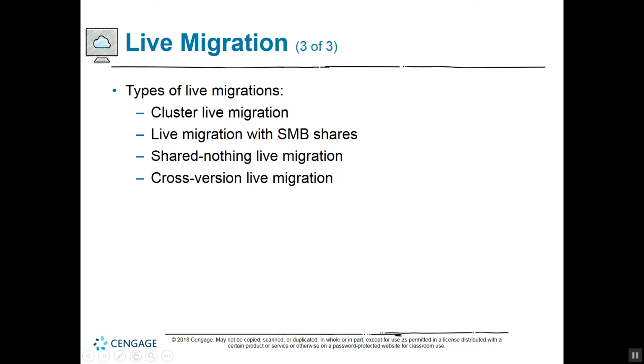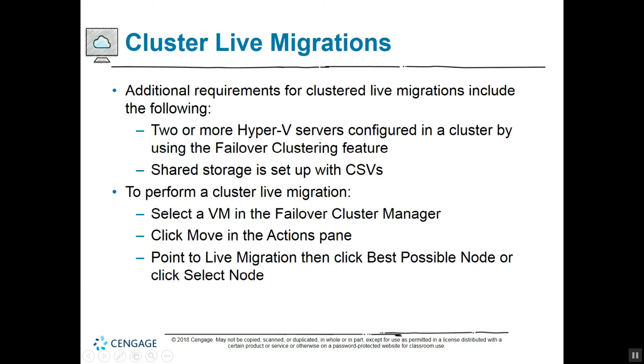Okay, types of live migrations. Cluster live migration with SMB shares, shared nothing live migration, and cross-version live migration. Cluster live migrations. The additional requirements for cluster live migrations include 2 or more Hyper-V servers configured in a cluster by using failover clustering feature. Now we keep seeing this over and over again as a requirement for functionalities. Shared storage is set up with CSVs.